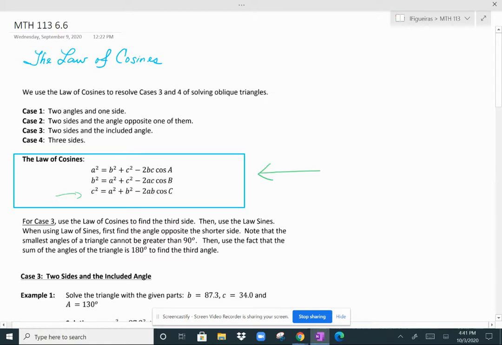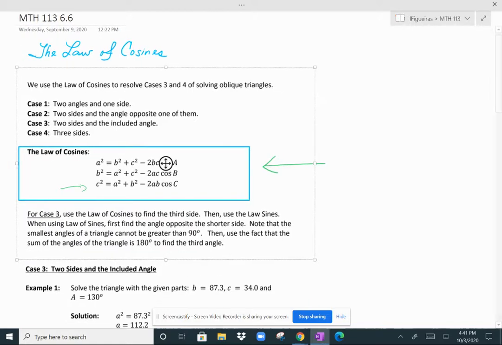Notice that the side that's being squared at the beginning of each formula corresponds to the angle that you're taking the cosine of. When I had a squared, little side a squared, I was taking the cosine of A. So the a here corresponds with the cosine of A in the first formula, and so forth. So they're all similar.